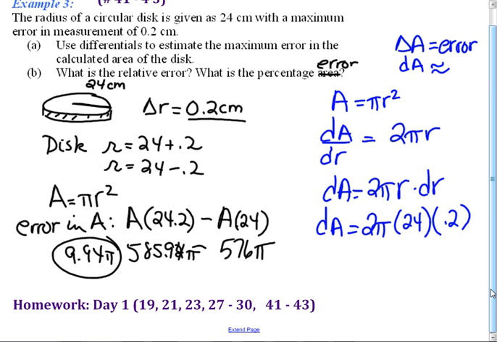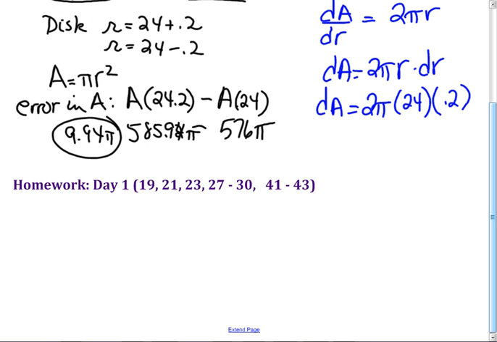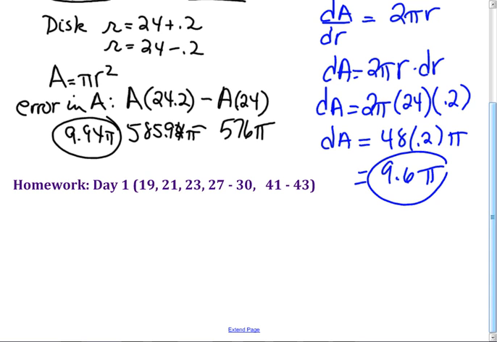And we can multiply that out. We can even multiply it out without a calculator. 2 times 24 is 48 times 0.2 pi, or 9.6 pi. That's using calculus. This is the exact answer, 9.94. Pretty darn close. And notice this took me a lot more effort. And if I do volume, we're talking about cubing r. And 24.2 cubed, I definitely don't want to do without a calculator. Remember, you've got to keep in mind when this is all figured out a long time ago. But we can extend this. That's next year.